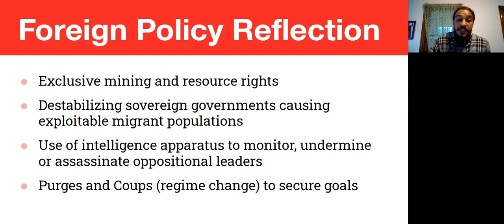Then you also have the CIA, which is sort of the foreign policy version of the FBI, and it acts exactly the same way. It surveils, it undermines, and it assassinates oppositional leaders. We've seen this all throughout Central and South America, but it happened in Iran.